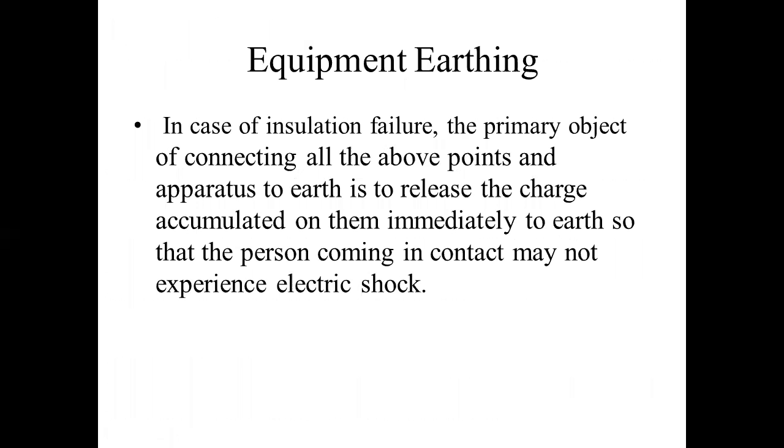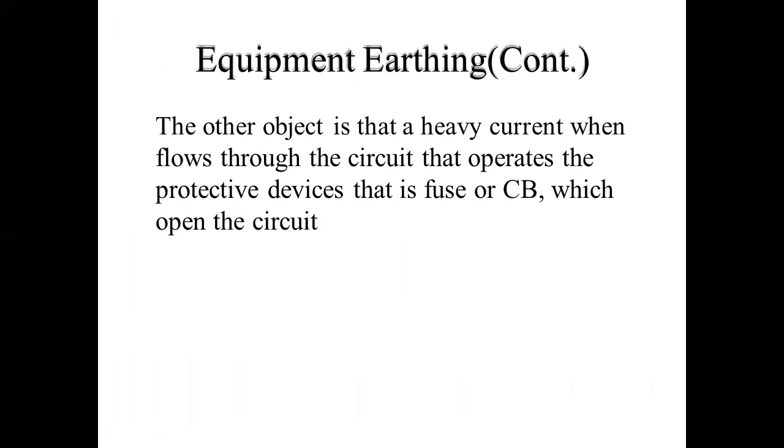And what do you mean by equipment earthing? In case of insulation failure, the primary object of connecting all the above points and apparatus to the earth is to release the charge accumulated on them immediately to the earth so that the person coming in contact may not experience an electrical shock. And the other objective is that the heavy current flowing through the circuit operates the safety devices, that is the fuse or circuit breaker, which opens the circuit.